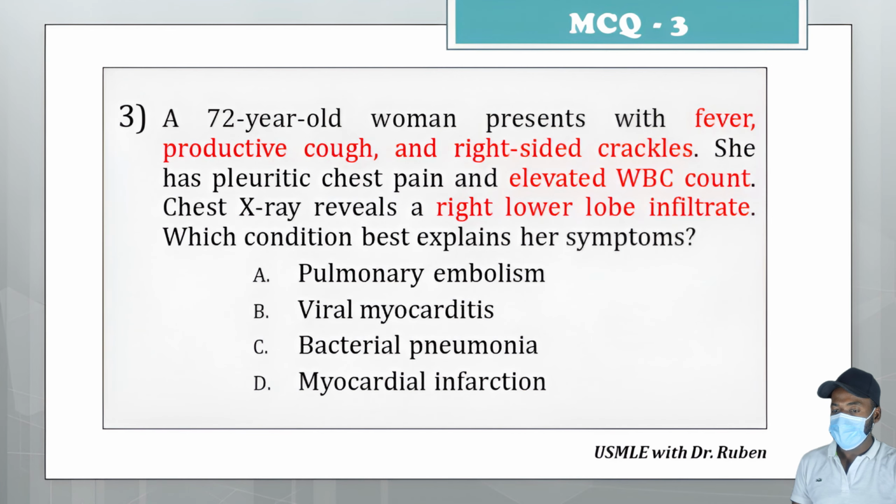Question 3. A 72-year-old woman presents with fever, productive cough, and right-sided crackles. She has pleuritic chest pain and elevated WBC count. Chest X-ray reveals a right lower lobe infiltrate. Which condition best explains her symptoms?